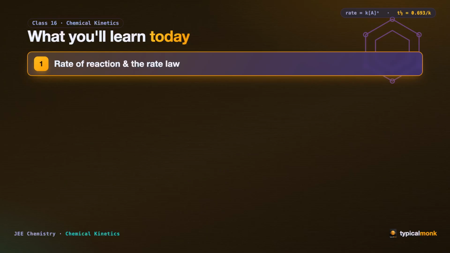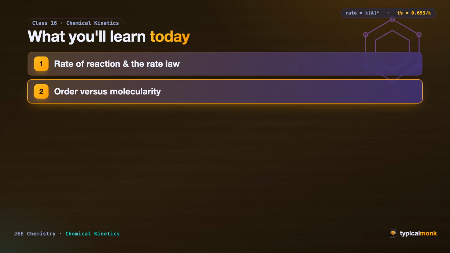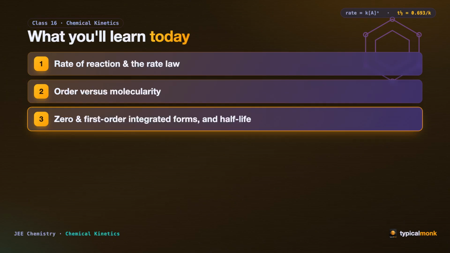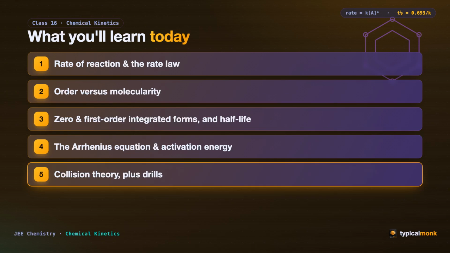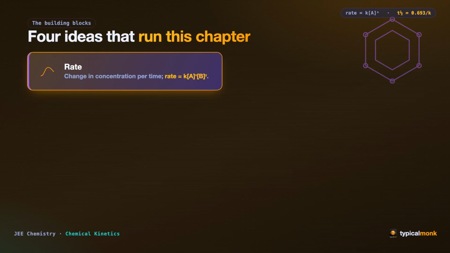Here is what you will learn today. First, the rate of a reaction and the rate law. Second, order versus molecularity. Third, the zero and first order integrated forms and the half-life. Fourth, the Arrhenius equation and the activation energy. And fifth, collision theory plus the drills, one idea at a time. Four ideas run this entire chapter.